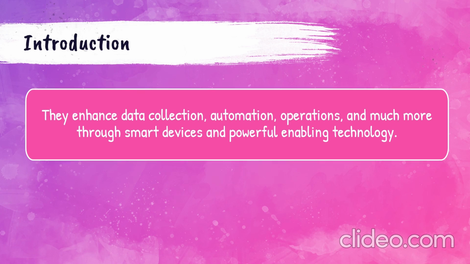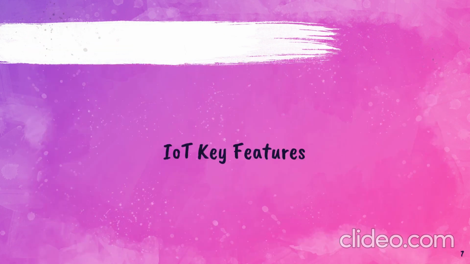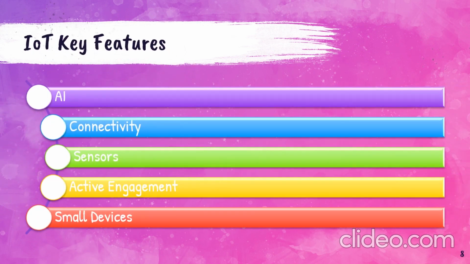Next, what are the key features of IoT? IoT's key features include connectivity, sensors, active engagement, and small devices which are used. A brief review of these features will be discussed in the upcoming slides.